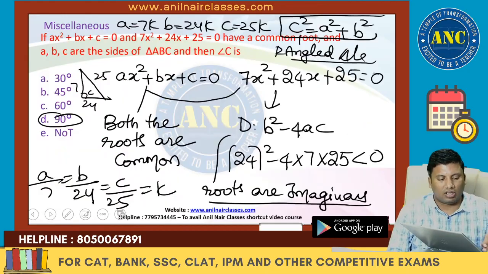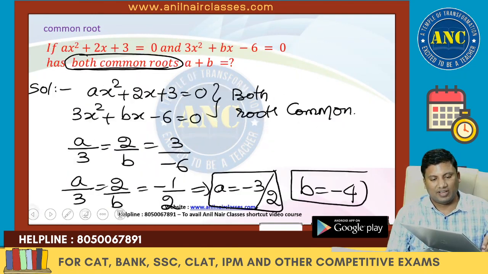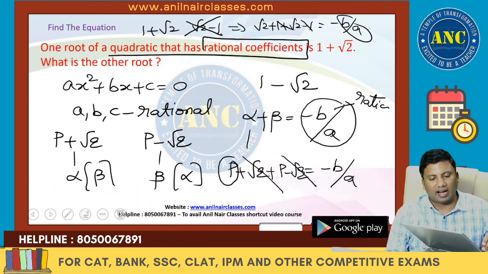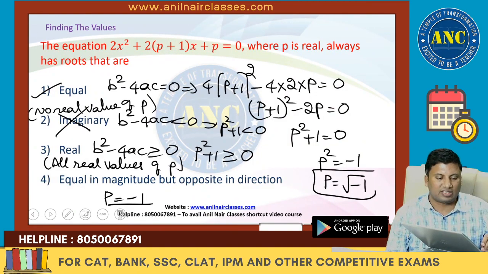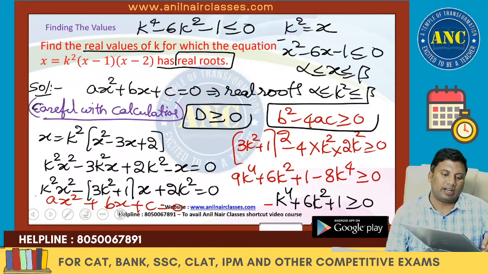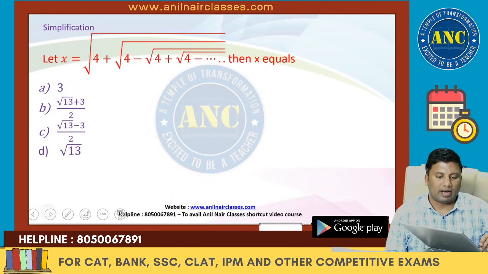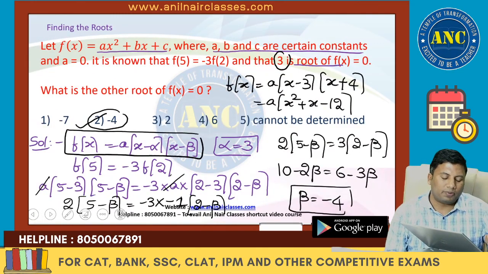See here all the questions whatever we discussed. Roots are common we discussed. One root common we discussed. How to shift the graph we discussed. Rational coefficient, real coefficient we discussed. Discriminant related questions we discussed. And these questions also we discussed. I hope the idea is clear.